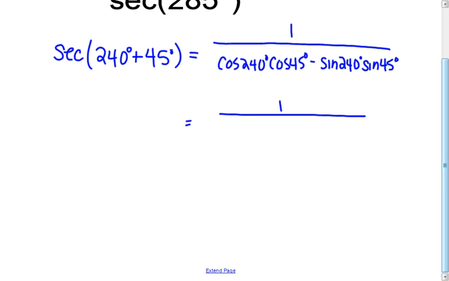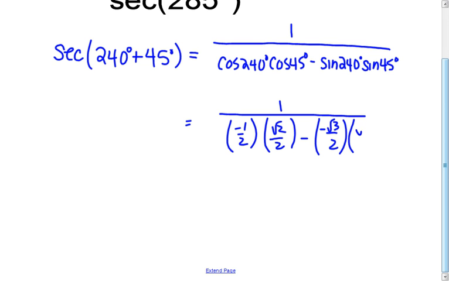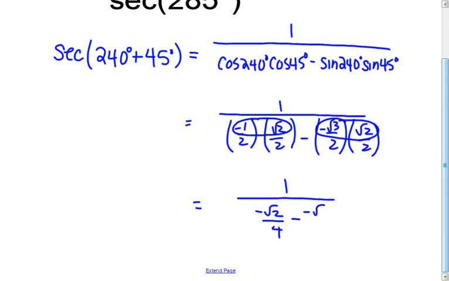All right. So cosine at 240 was negative 1/2. Cosine at 45 was root 2 over 2. Sine at 240 is negative root 3 over 2. And sine at 45 is root 2 over 2. Okay. So then down here, I have negative root 2 over 4 minus negative root 6, which obviously turns into positive, over 4.